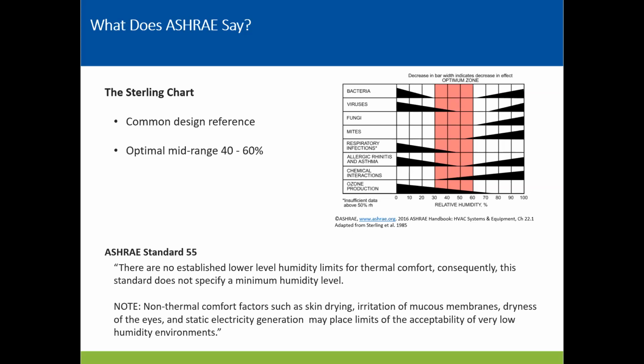ASHRAE standard 55 is referenced by a number of codes. And unfortunately, it doesn't actually establish any sort of limits on dryness. The exact quote there is, "There are no established lower humidity limits for thermal comfort. Consequently, this study does not specify a minimum level." But then they have a note here at the bottom that highlights what we've just talked about with skin dryness, dryness of eyes, static electricity, and kind of leave it up to the designer to make their own best judgment.